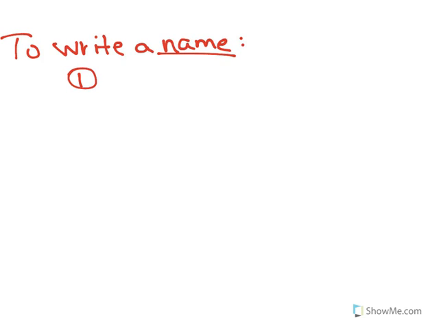So, to write a name, the rule is the metal always comes first, then we write the nonmetal. When we did our Lewis dot diagrams, the metal always comes first, then the nonmetal. The rule really is that the least electronegative thing comes first, but in an ionic compound, that's always the metal. So the first thing you do is write the name of the metal.